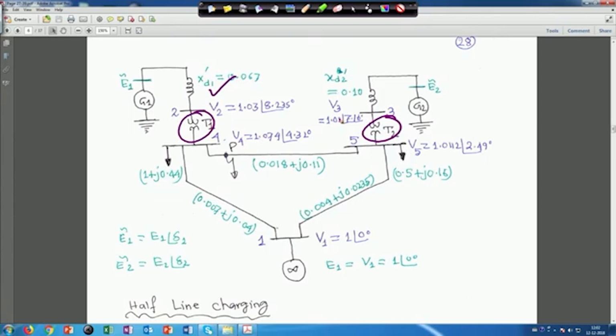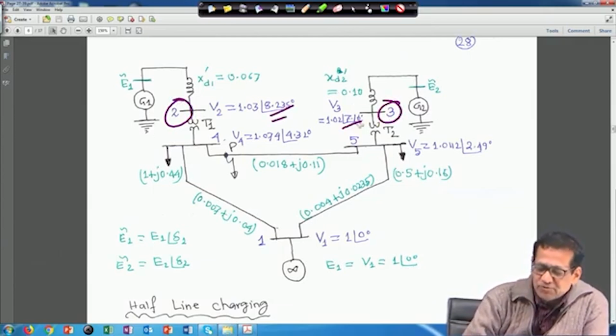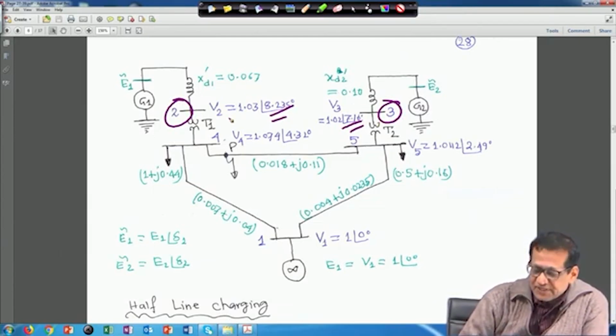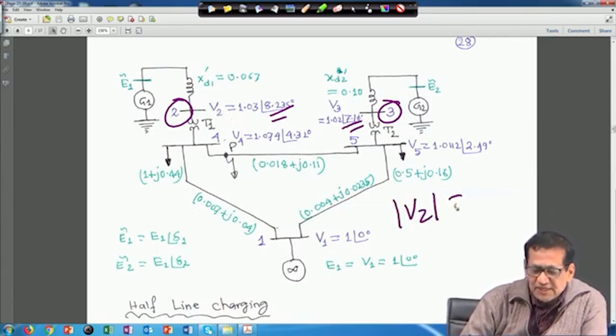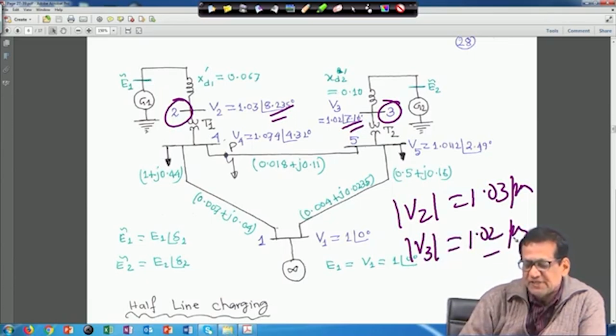If transformers are there, then the transformer reactance will be given in per unit. We did not make any bus number here, actually there is no need. So, basically it is a 5 bus problem, and another thing is that bus 2 and bus 3 are PV buses. That means its voltage magnitude is 1.03 per unit is defined. Similarly, for bus 3, V3 is equal to 1.02 per unit, its magnitude is defined.